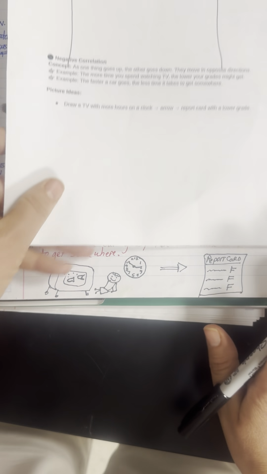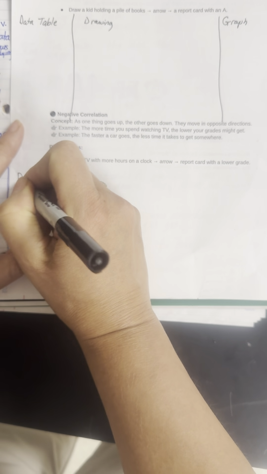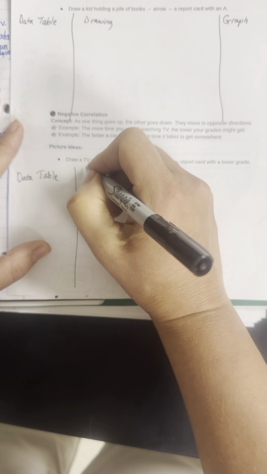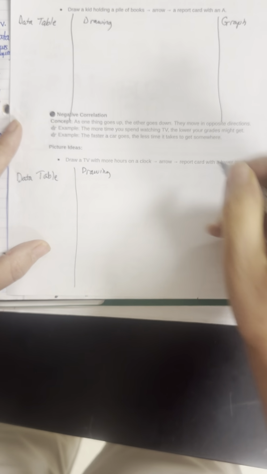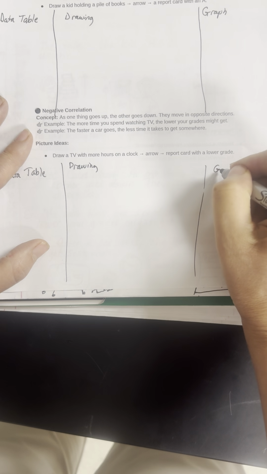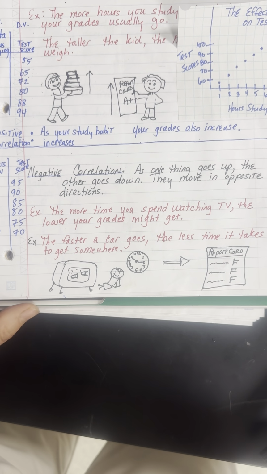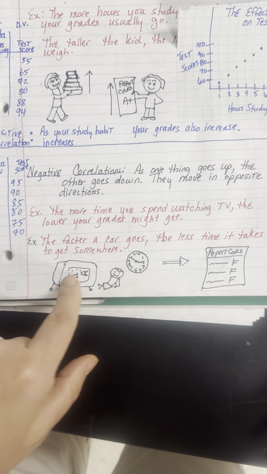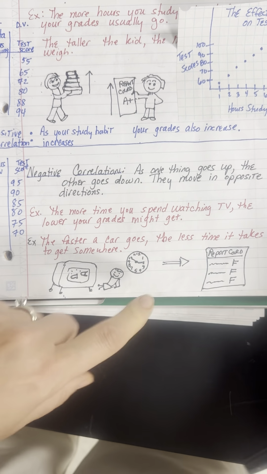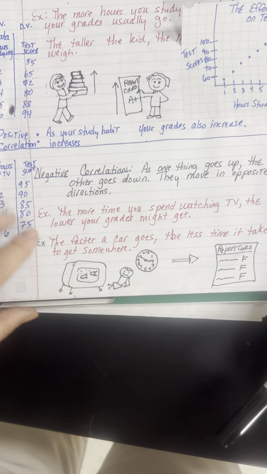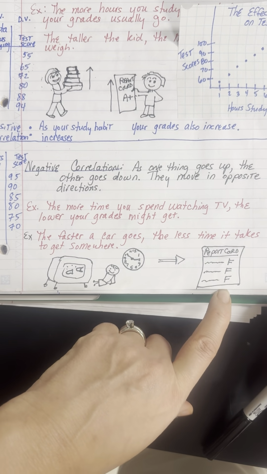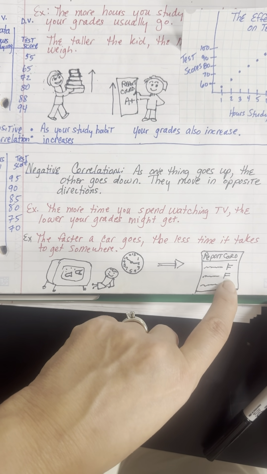So again, what you want to do on your paper is you're going to want to have a data table, and then you're going to draw a line, and then you're going to do a graph. So for the drawing, we're going to start there. You're going to draw a TV, draw hours on a clock, and you sitting in front of the TV. I put little fishies, watching the nature show for too long. And as I watch TV for a really long time, it has a negative effect on my grades. My report card. You're going to draw a report card, F, F, F, F.